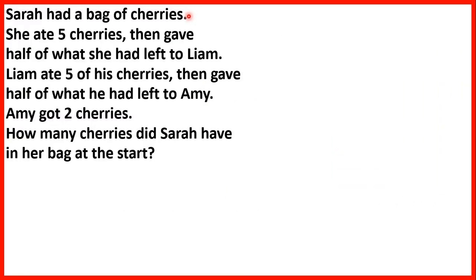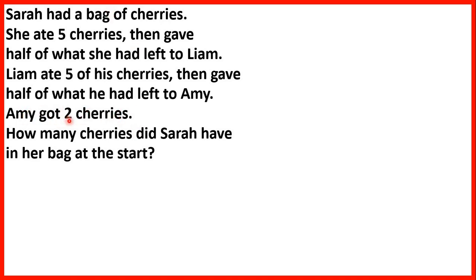Sarah had a bag of cherries. She ate 5 cherries, then gave half of what she had left to Liam. Liam ate 5 of his cherries, then gave half of what he had left to Amy. Amy got 2 cherries. How many cherries did Sarah have in her bag at the start? So because we want to know the total at the start, we need to work backwards.